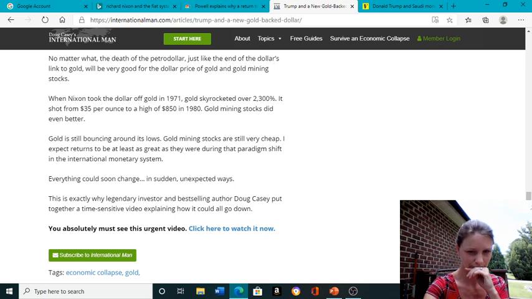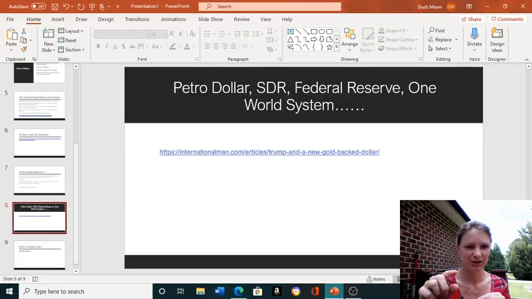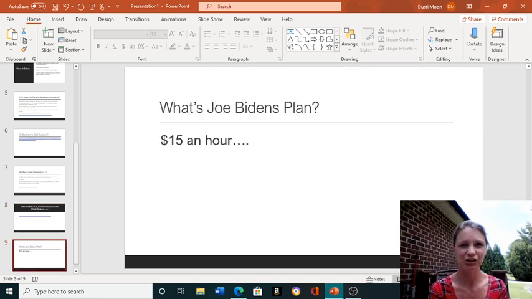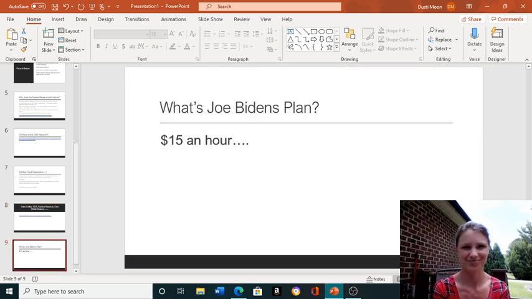Now, Joe Biden's economic plan. I don't really have to go over it all. I can just tell you this one piece. Okay, his plan's a lot bigger than this. I'm not saying this is his plan. But he has no intentions of backing our dollar by gold. His intentions lie with the global elites and the SDR. And his intentions, he wants to give everybody $15 an hour minimum wage.